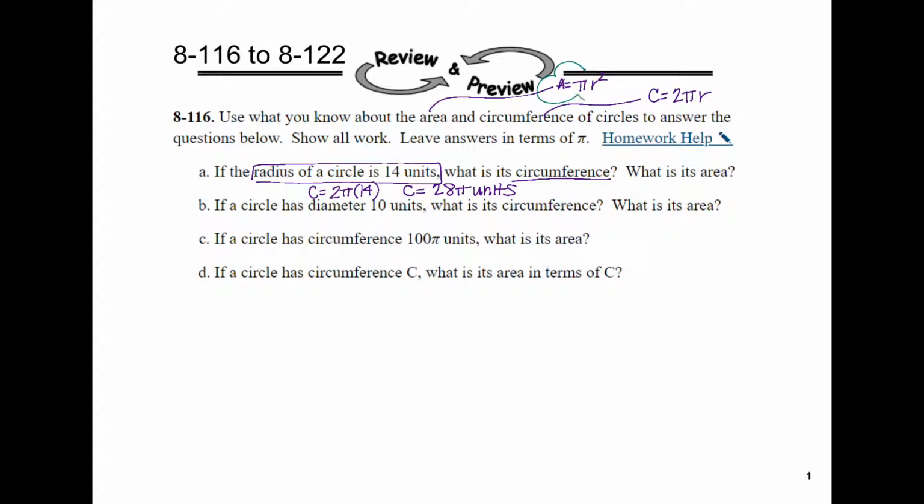Our area is pi r squared, pi times 14 squared, is equal to 196 pi units squared.